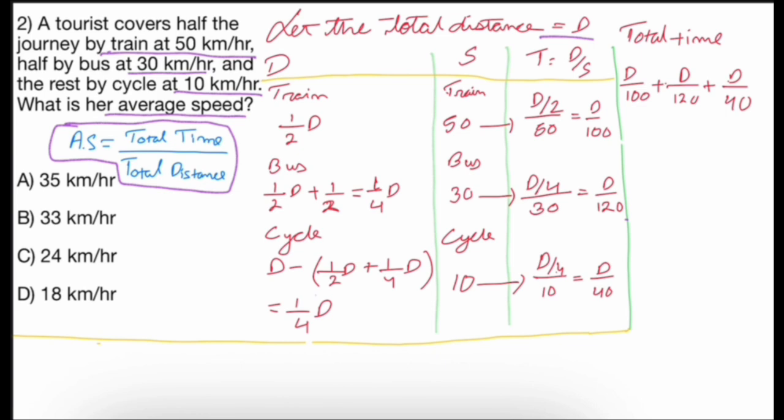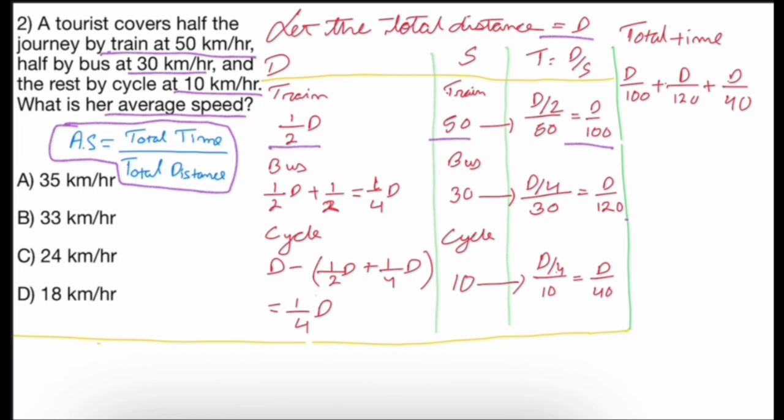So from the question, it says that half the journey is covered by train. So if the total is D, then half of that journey is half of D, right? So at a speed of 50, and the time now will be distance divided by speed. So it's D by 2 divided by 50, so it's D by 100.